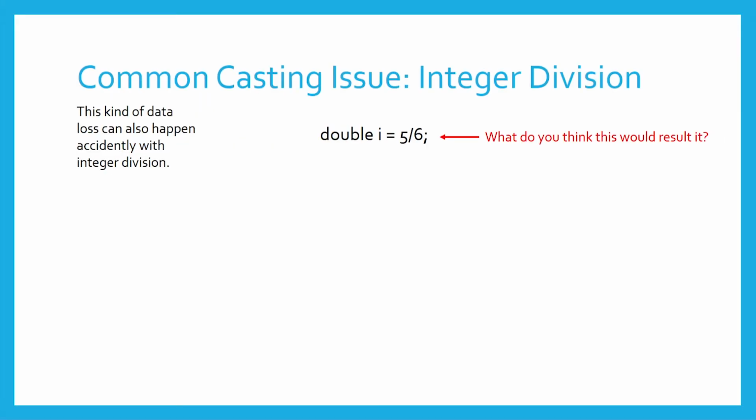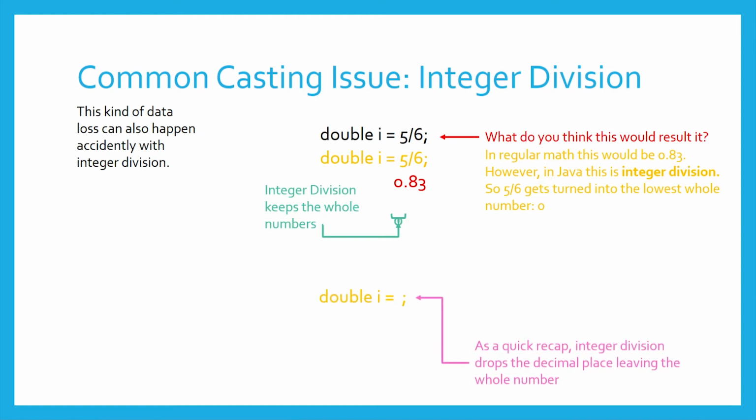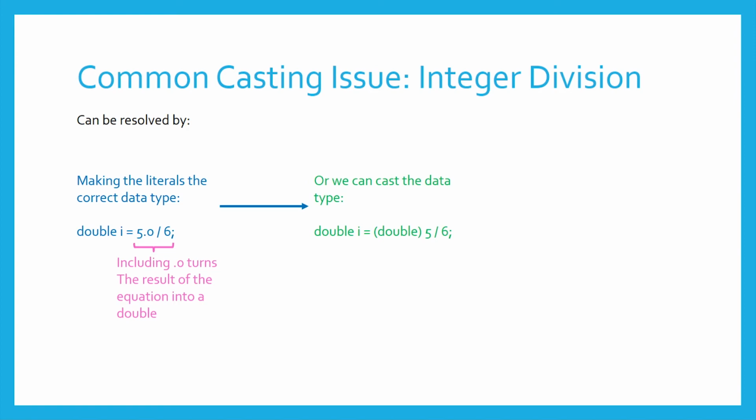On a final note, this casting is a major issue, especially when doing division. If you do not put a 0.0 after a number, it is assumed to be an integer, which means that it can only be a whole number. So if you divide 5 by 6, you end up with 0. This can be fixed by simply putting 0.0 after at least one of the numbers, indicating that it is a double, or casting one of them.